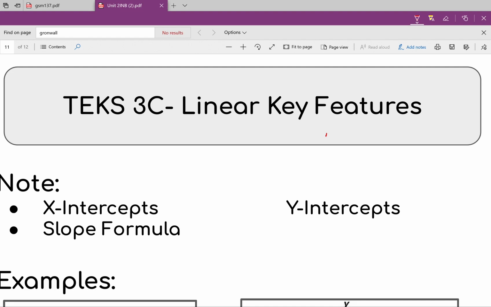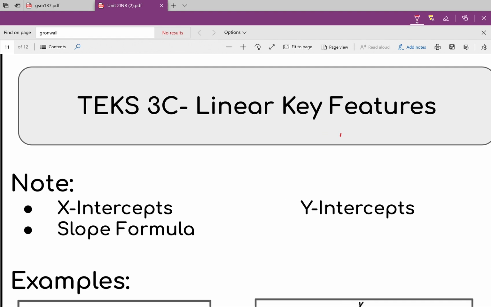TEKS 3C, linear key features. So the note section here, we're going to write out what x-intercepts are, y-intercepts, and the slope formula. So x-intercepts, remember, is when it crosses the x-axis, and we write x-intercepts as x, 0.